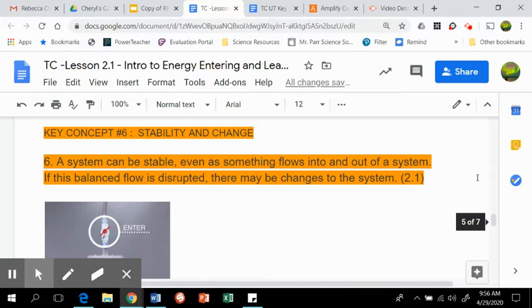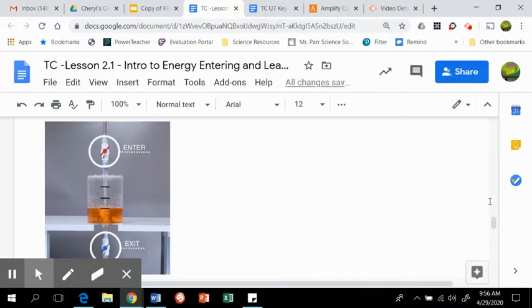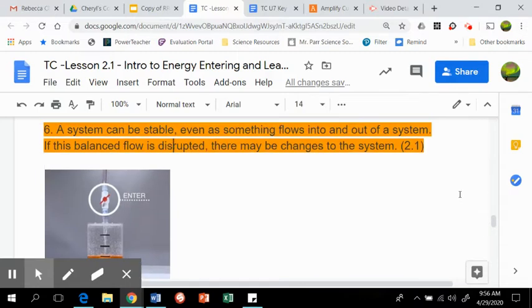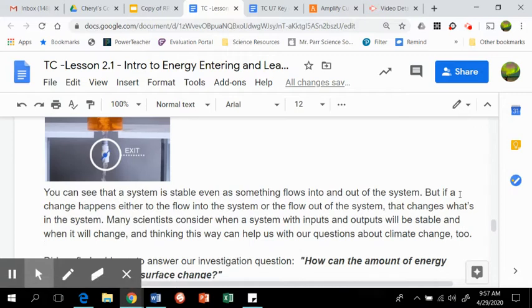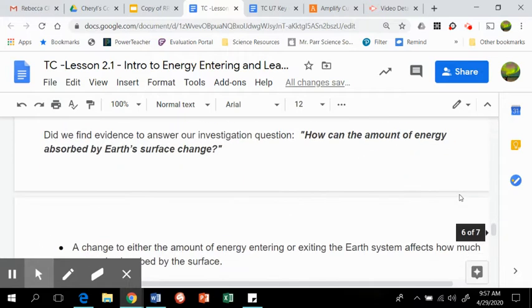Okay, key concept number 6, stability and change. A system can be stable even as something flows into and out of a system. If this balanced flow is disrupted, there may be changes to the system. You can see that a system is stable even as something flows into and out of the system. But if a change happens either to the flow into the system or the flow out of the system, that changes what's in the system. Many scientists consider when a system with inputs and outputs will be stable and when it will change. And thinking this way can help us with our questions about climate change too.